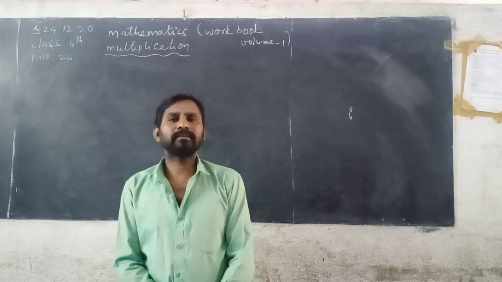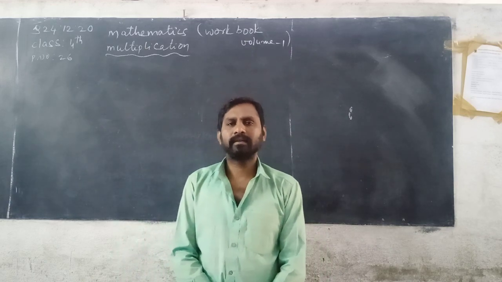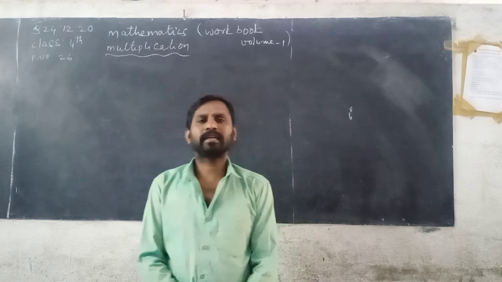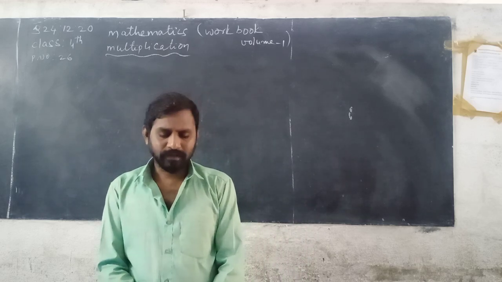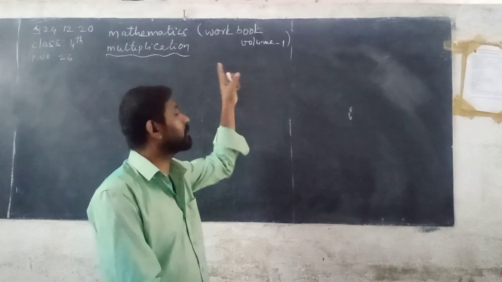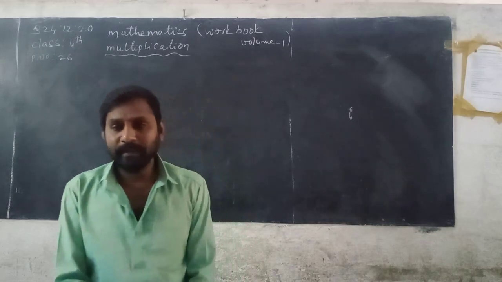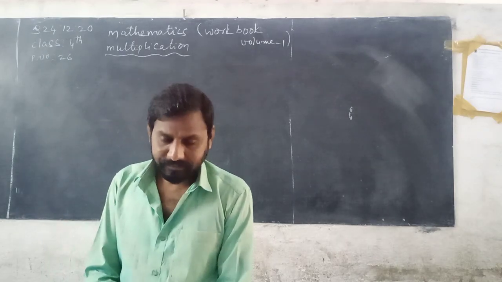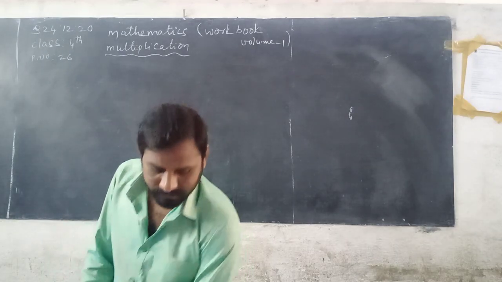Already the multiplication chapter is completed, but for FA2 exams, once again I will explain. See here from your Volume 1 workbook. Everybody open page number 26.